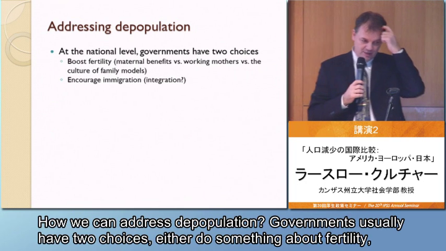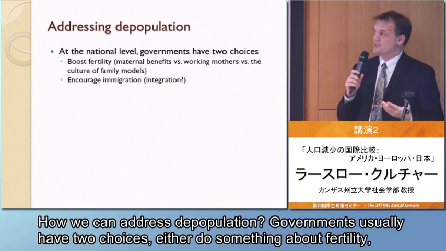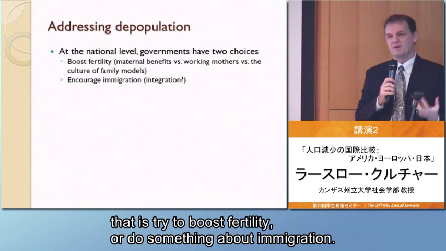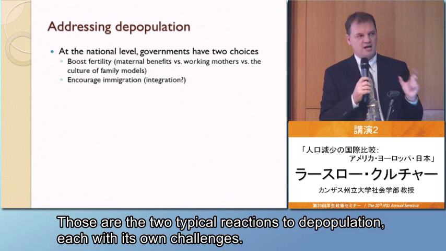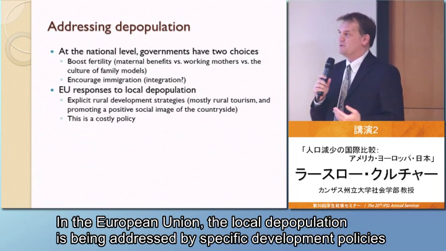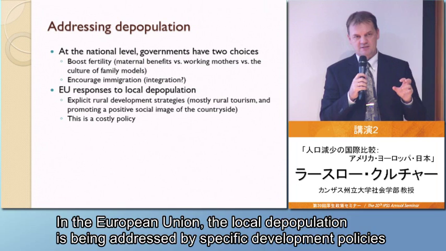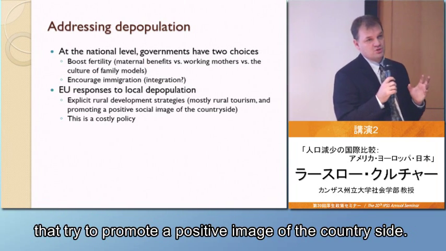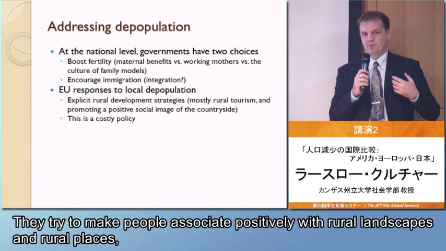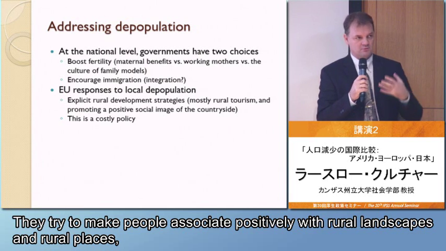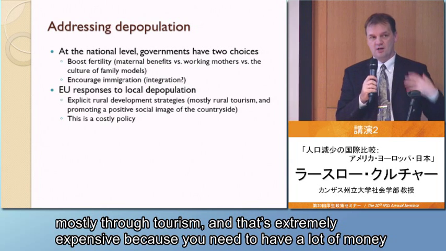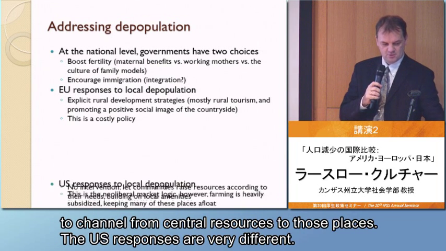Okay, so how can we address depopulation? Governments usually have two choices: either do something about fertility, that is, try to boost fertility, or do something about immigration. Those are the two typical reactions to depopulation, each with its own challenges. In the European Union, local depopulation is being addressed by specific development policies that try to promote a positive image of the countryside. It's really important because they try to play the identity game. They try to make people associate positively with rural landscapes and rural places, mostly through tourism, and that's extremely expensive because you need to channel a lot of money from central resources to those places.